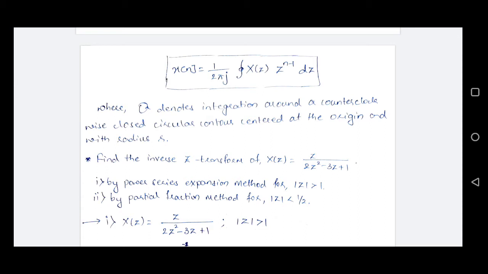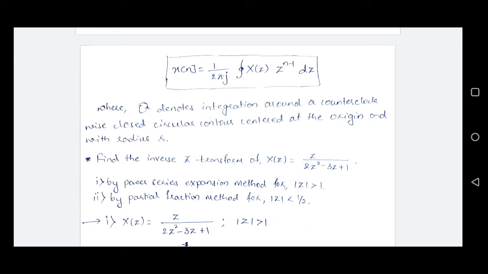Now this is the same expression we obtained while discussing the definition of Z transform. So this is the contour integration method. From X of z, we will be able to recover the discrete time sequence x of n.